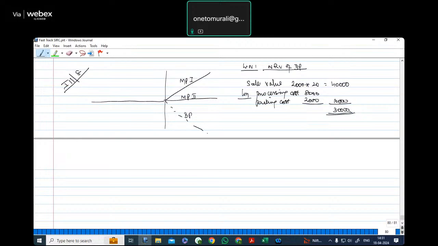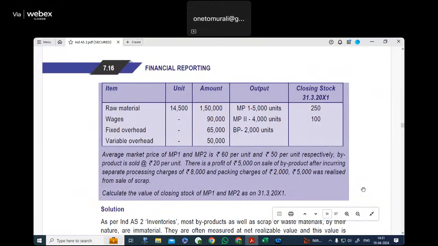So working number 2, joint process cost. Joint process cost. Raw material. What is it?